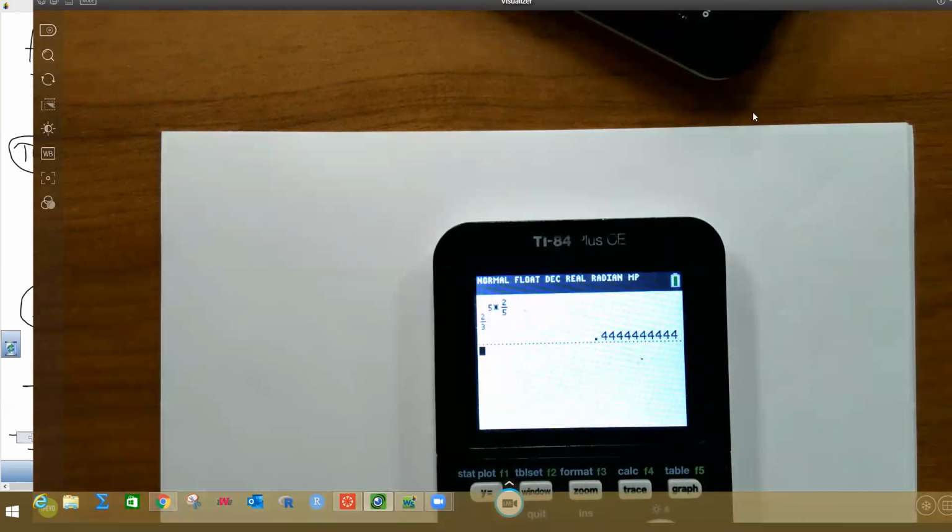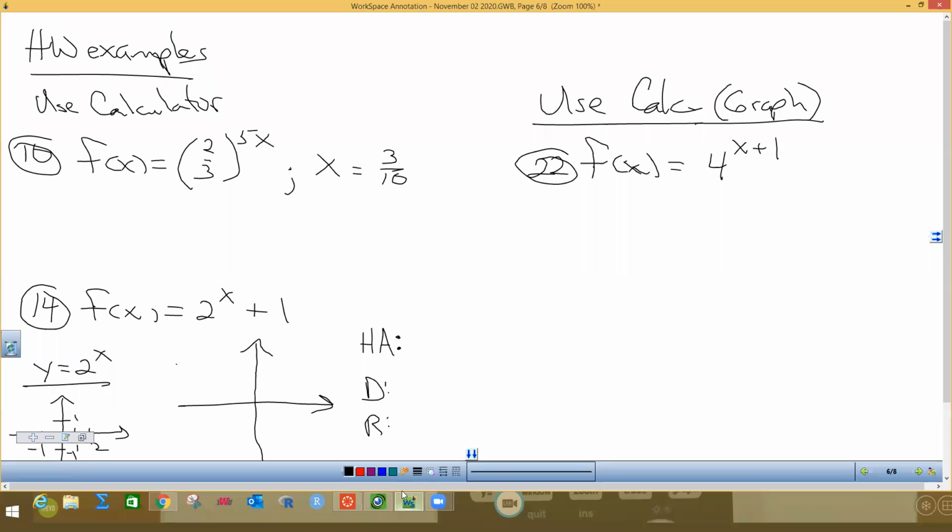Now, I could have done that without a calculator, and I will show that to you real quick. Oh, I put the wrong number in there. It's 3/10 for number 10. I looked at the wrong problem, so I'm going to hit second enter and go back over here to my exponent and put a 3 there and a 10 here and hit enter.